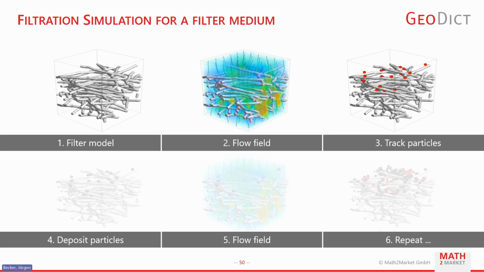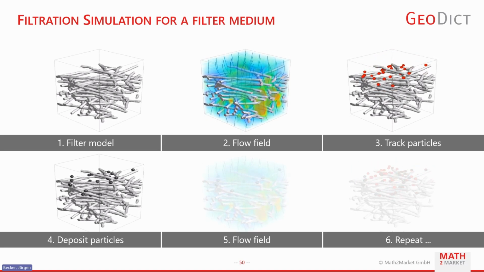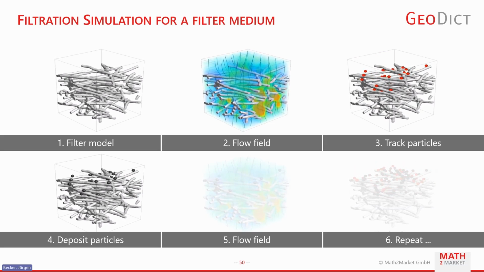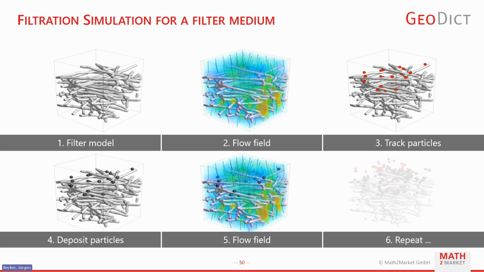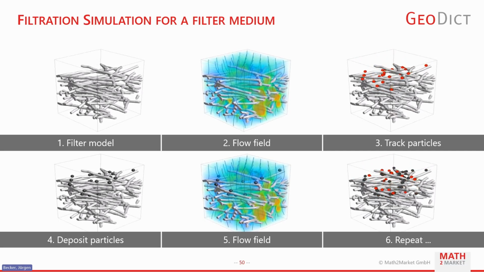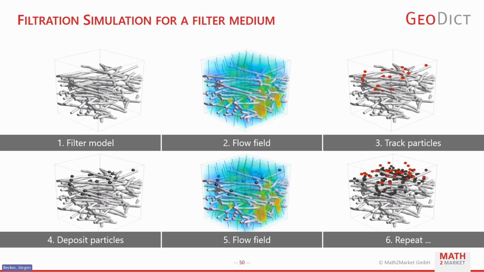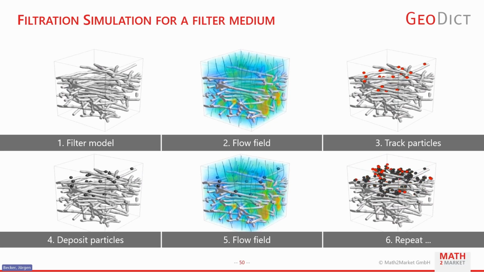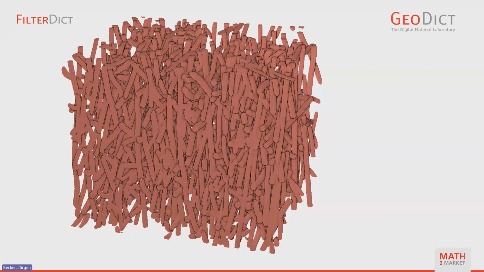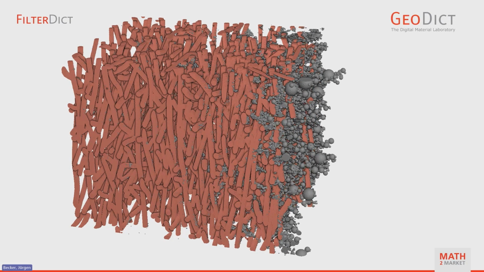Now the captured particles are added to the filter structure because they will block certain flow paths. So after some of the paths are blocked, we have to recompute the flow. And then a second batch of particles is tracked and so on. So over time, more and more particles deposit on the filter and the pressure drop increases. And that will then let us simulate how a filter cake builds up.